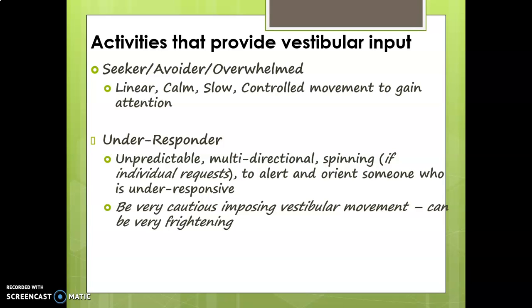For activities that provide vestibular input, for the seeker, avoider, and overwhelmed, in all three conditions, use linear, calm, slow, controlled movement to gain attention. In the case of a seeker, the seeker will like movement in different directions so that a bit of adventure comes in. So don't do that. Use linear, straight-line movement, and calm, slow, controlled movement to gain attention. For an under-responder, use unpredictable, multidirectional spinning if the individual requests it, to alert and orient someone who is under-responsive. Be very cautious. Imposing vestibular movement can be very frightening.